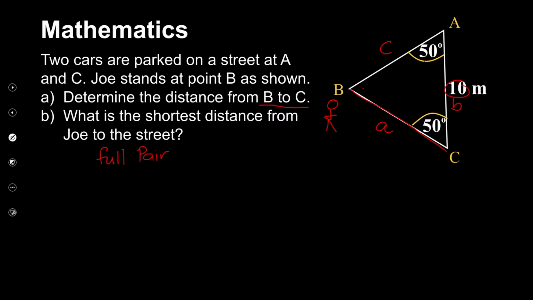But what we can do is, because we're given two angles, 50 and 50, we could easily find this angle B. Of course, angle B will just be 180 minus 50 minus 50, which is 80 degrees, which we'll work out in a second. But once we find B, we will then have one full pair. Then to find any of the other sides will be pretty easy by simply applying the sine rule.